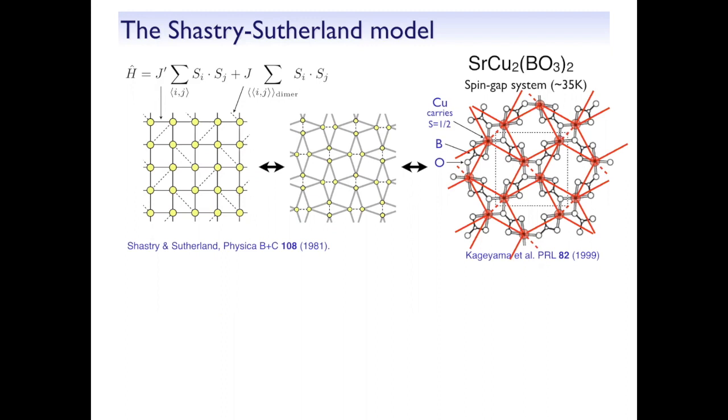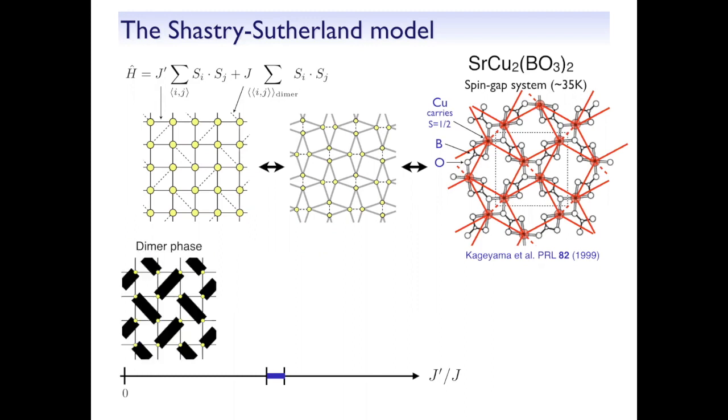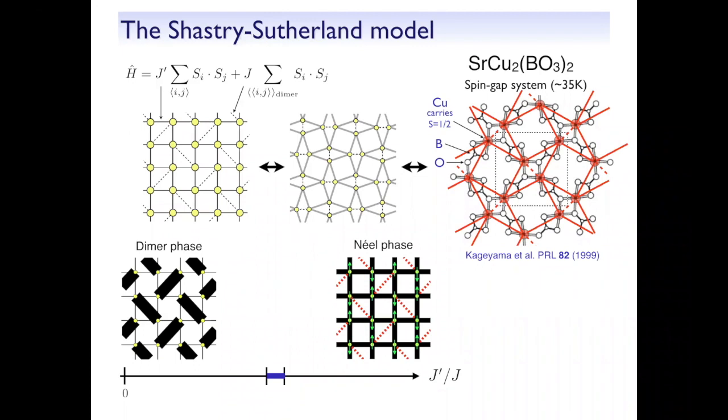Now, the first thing we did a few years ago was to look at the phase diagram of this model without a magnetic field. If you go to the J prime over J equals 0 limit, then you simply have a state of decoupled dimers, right? So it's the dimer phase. And this actually remains the exact ground state also over a finite range of these values. Then in the other limit, we just have a Heisenberg model. So we have an antiferromagnetic state.